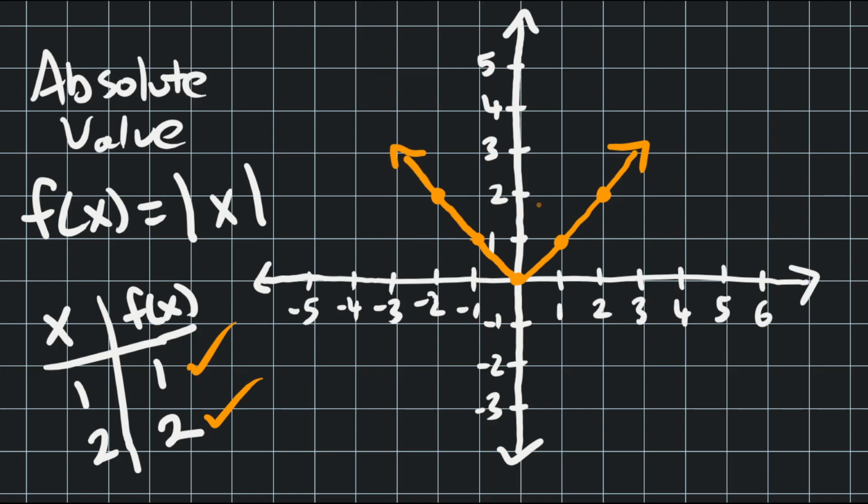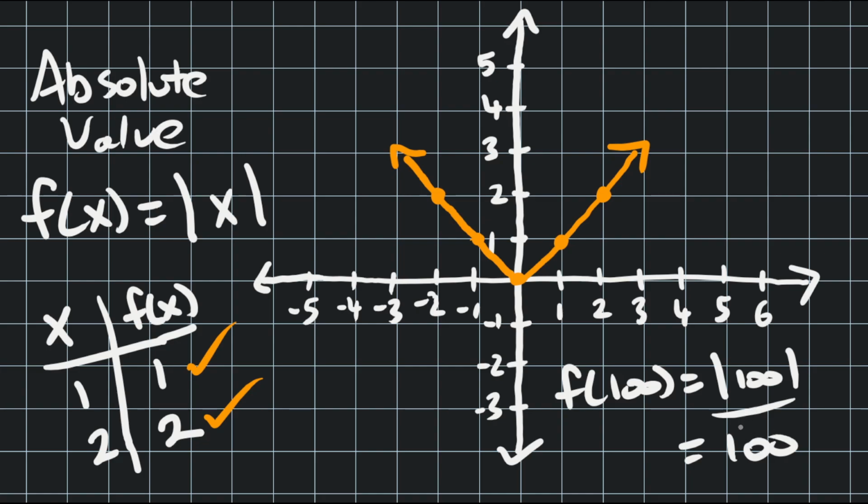And you'll notice it has a V shape. It is shaped like a V. And that is how an absolute value function is graphed. And then you can use this function right here to evaluate higher values. So if you wanted to find f of 100, you know that it's the absolute value of 100. The absolute value of 100 is simply just positive 100.